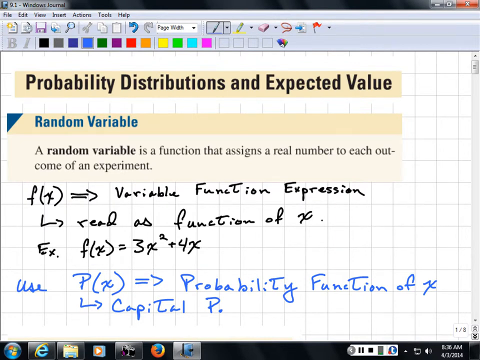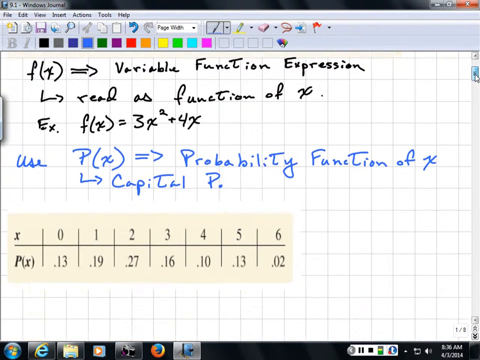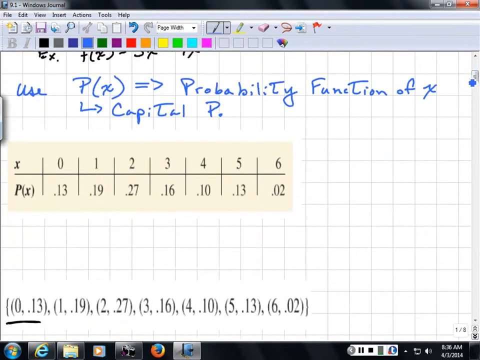We're going to use similar notation to what we used in Chapter 2 and Chapter 3. F of x here is a variable function expression. We read it as function of x. Here's an example. F of x equals 3x squared plus 4x. So in this chapter, we're going to use capital P of x. That's the probability function of x. And what we're going to be looking at is things like this. This right here is a probability distribution.